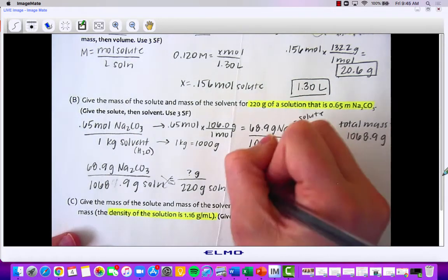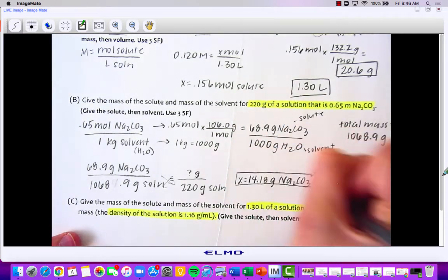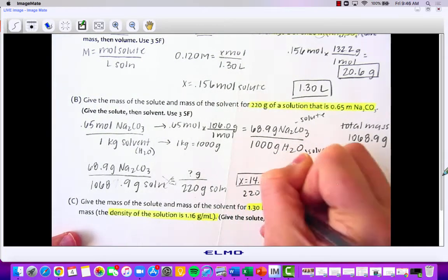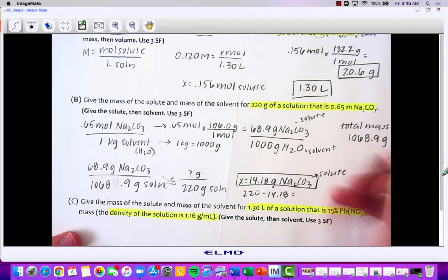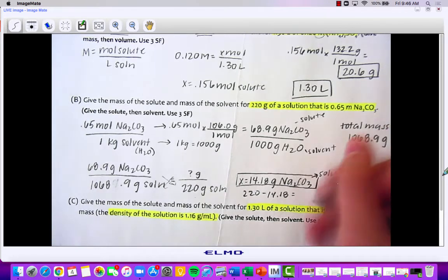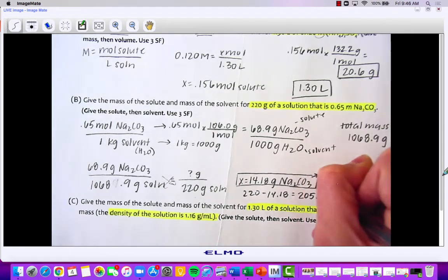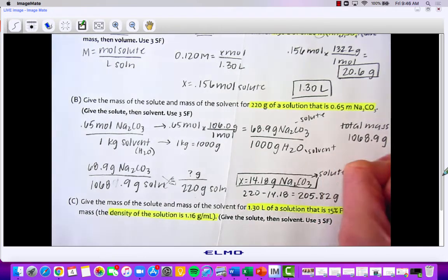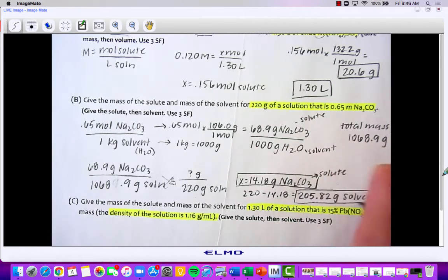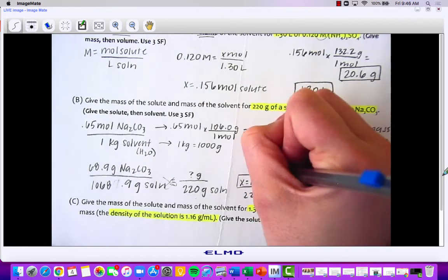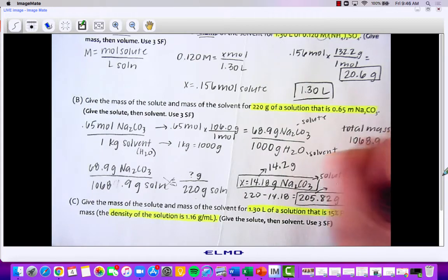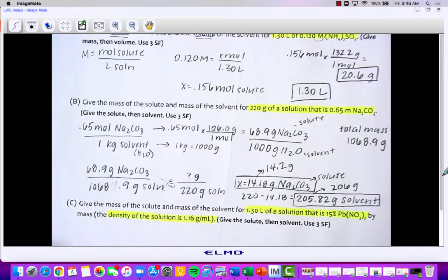Well, if this is my solute, I can figure out my solvent because here's my total amount of solution. So 220 minus the solute gives us 205.82 grams of solvent. Oh, now 3 sig figs. Okay, so I need to redo this for 3 sig figs. So 3 sig figs for the solute would be 14.2 grams. 3 sig figs for solvent would be 206 grams.